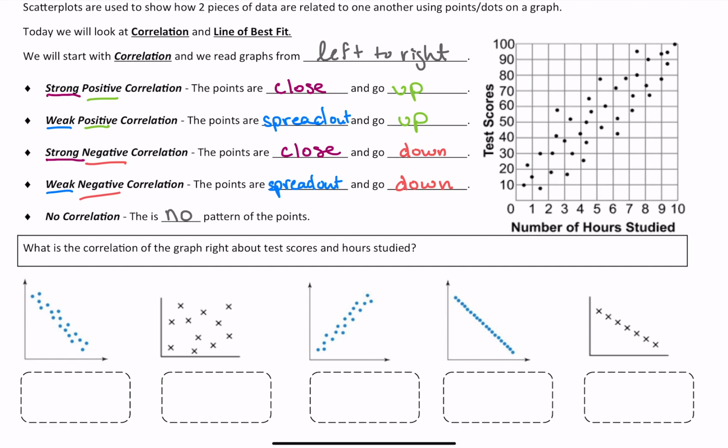Okay, so what is the correlation of the graph to the right about test scores and hours studied? So we're looking at this one. When I read from left to right, it's going up, but the dots are kind of spread out. They're not really close together, they're kind of wide. So that means this answer is going to be weak because it's spread out, and then positive because the dots are going up.